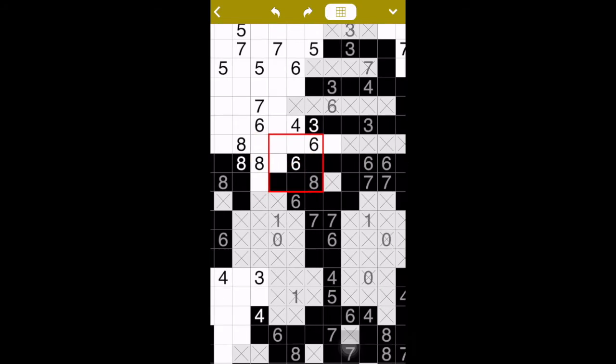By looking at the 6 here, one of them is a black space. So I found 1, and then 2, 3, 4, 5, 6. So these two will become gray.